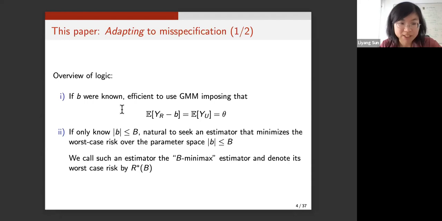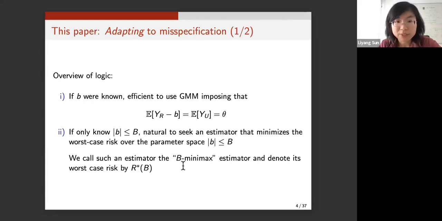Suppose we get less certain about the actual bias, but still have enough prior information to place a bound on the bias and call it capital B. So this is an upper bound on the magnitude of the bias. Then for each bias space, where the true bias belongs to the minus capital B to capital B interval, it will be natural to consider an estimator that minimizes the worst case risk over this bias space. We call these estimators the B minimax estimators to highlight that their minimax optimality hinges on the bias space we're talking about. And we also use R star phi to denote the minimax risk achieved by these B minimax estimators.